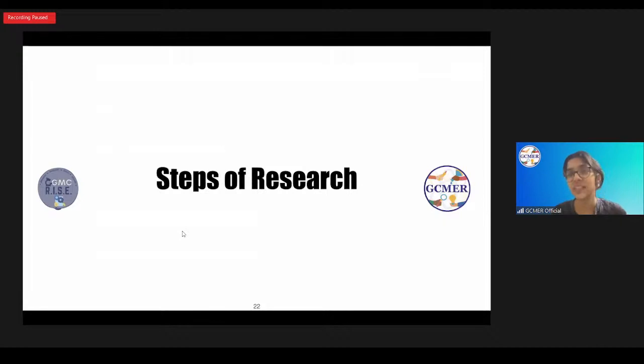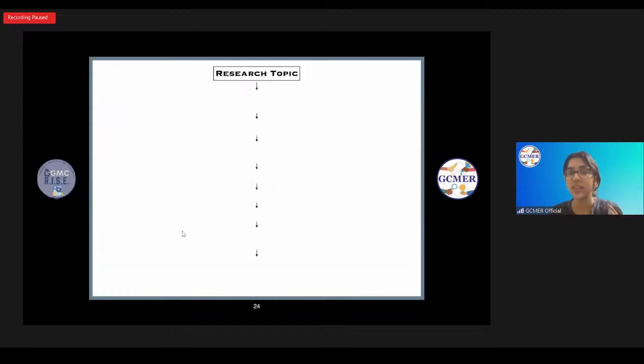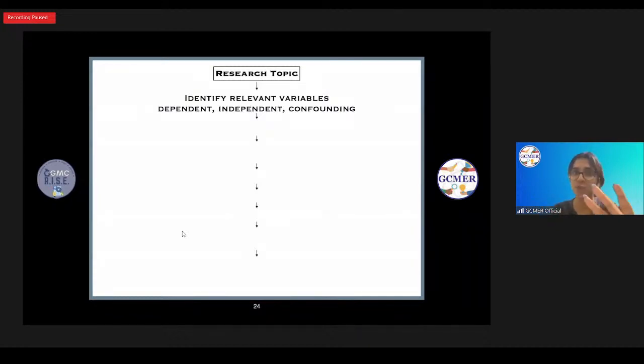Now, coming to the steps of research, which is the end of this section, so that we can go back to the questions. This is something that I had already spoken about, right? We have gone from something that you're wondering about to a research topic. But now, how can we go ahead from this research topic? So once you have a research topic, and this is for everyone who went like, how do I do research? Okay, this answers that very, very simple question in as much detail as I can.